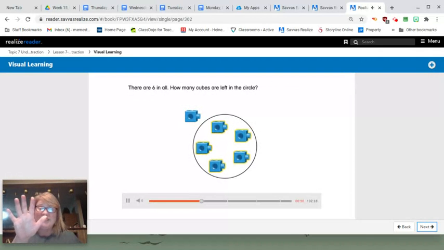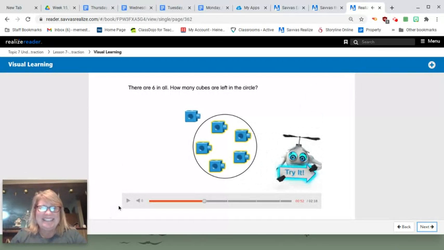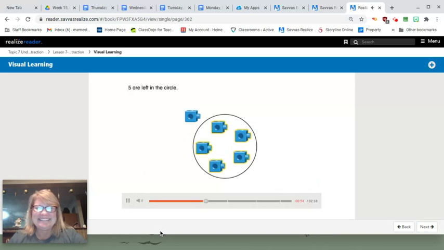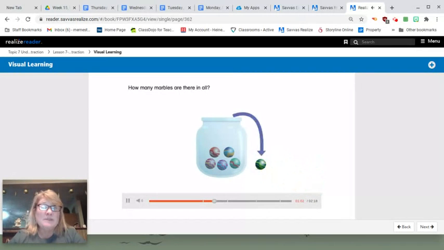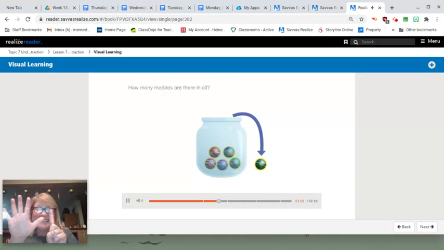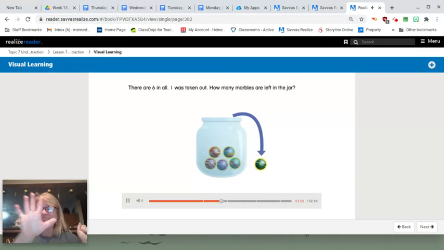How many marbles are there in all? There are 6 in all. One was taken out. How many marbles are left in the jar? We had 6 marbles. We take 1 marble out. There were 6. Take 1 away. 5 are left. The ones that are left are the ones in the jar.